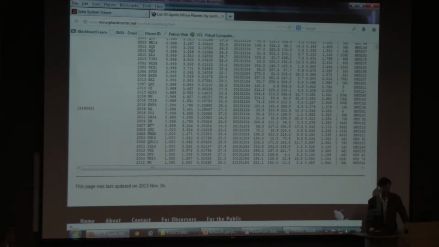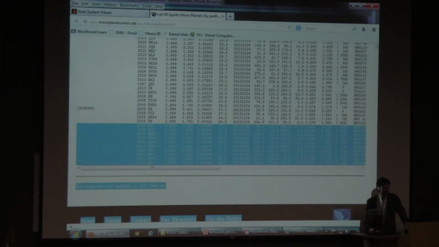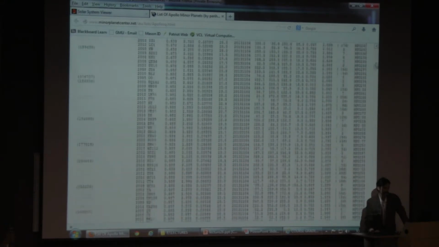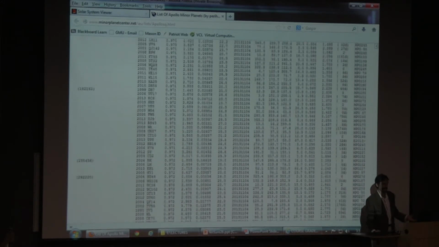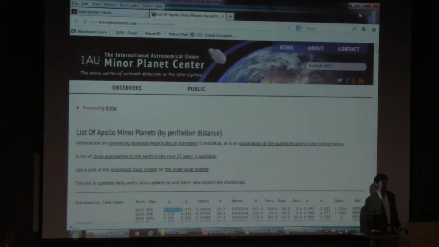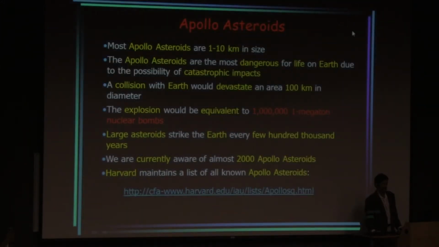There are thousands of these objects known. And the perihelion distance is the number which basically means it's an Apollo asteroid, because that's less than the distance we're talking about. I didn't realize there were so many thousands here, so it's probably a good idea to print this out and study it during Thanksgiving.